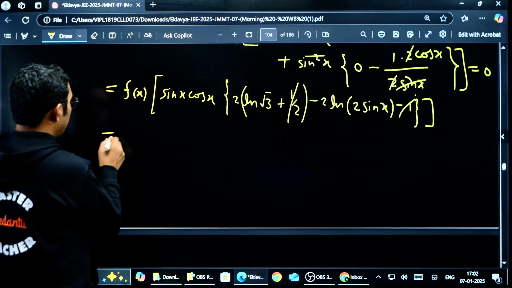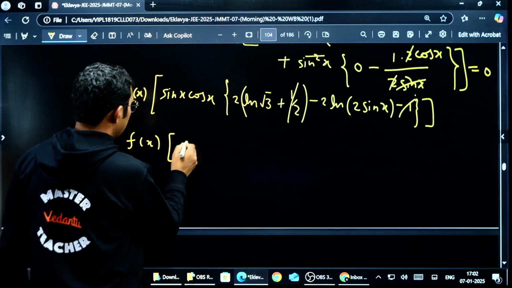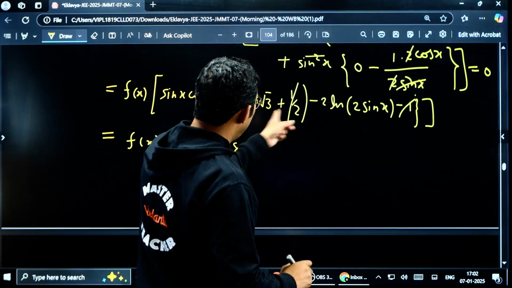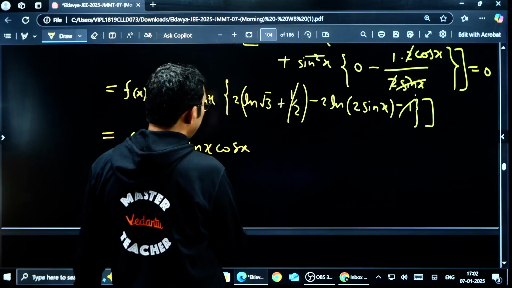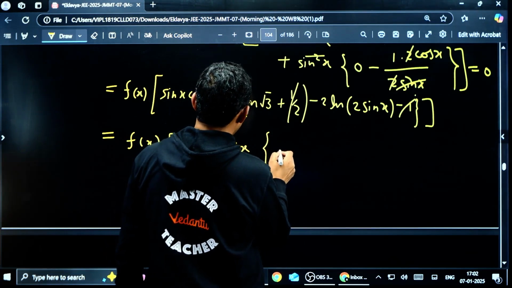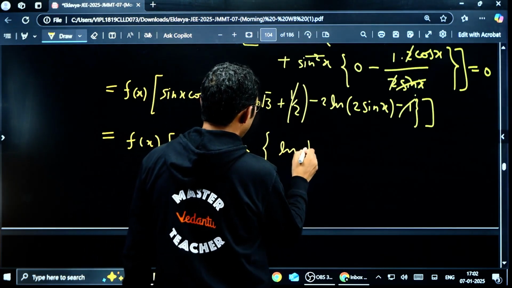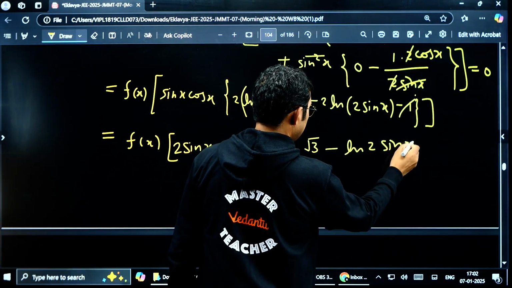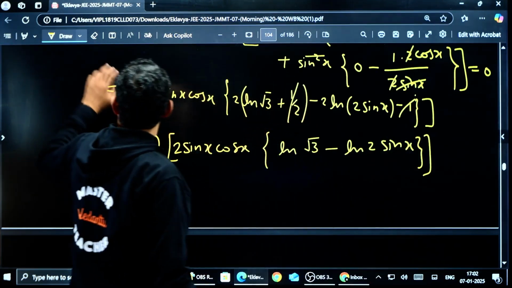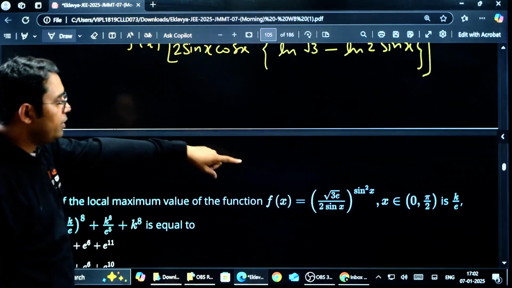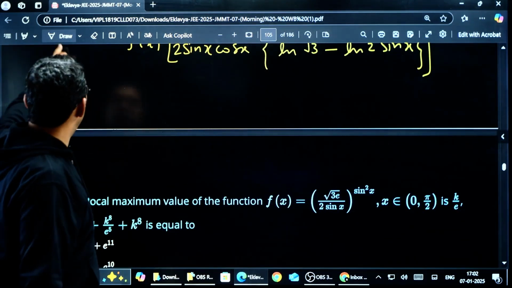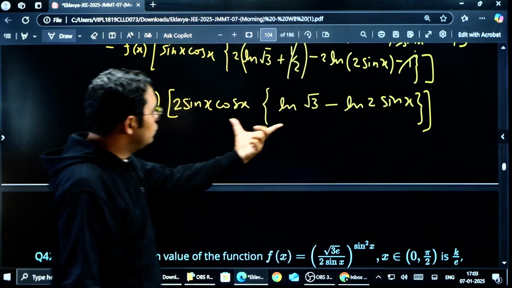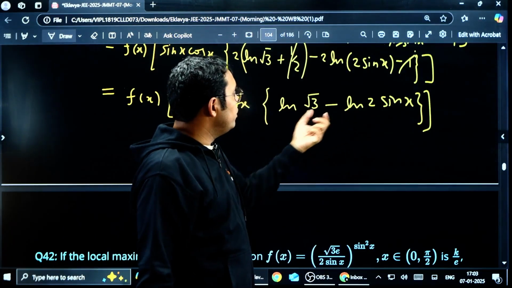Let us do further calculation, f(x) into sin x cos x, and what is left here, I think in this bracket we can bring 2 also common here, so this will be ln root 3 minus ln 2 sin x. The range of x they have given is 0 to pi by 2, open bracket, which means neither sin x can become equal to 0 nor cos x can become equal to 0. So we can have the critical point from this thing only.